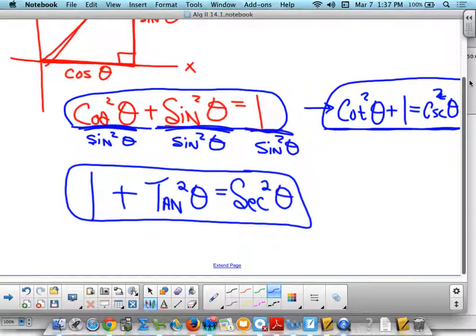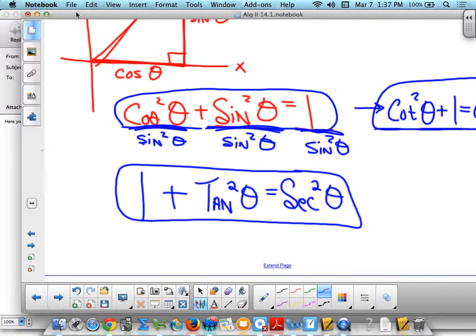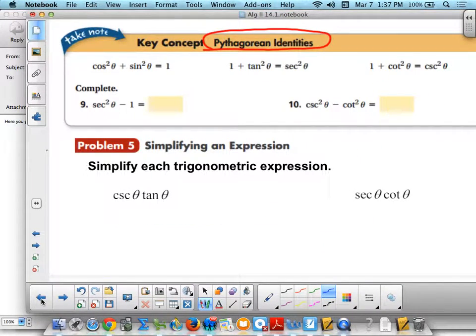Are they all in your notes? Yeah, they're all up there. Are they all on the blue worksheet? Yeah, they are. Okay, so that's where they came up with them. They're all right here, here, and here. Now you have to be able to manipulate them and change them back and forth. So guys, here's what they want you to do. For number 9, they want you to take secant squared minus 1 and come up with an answer.